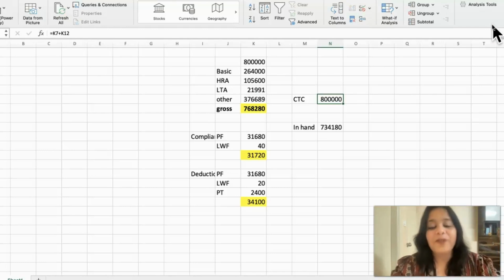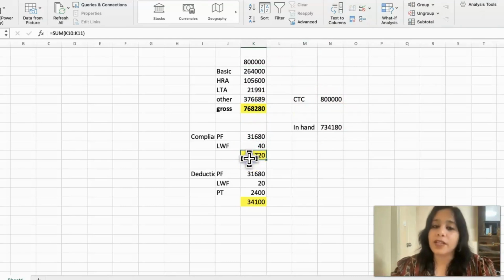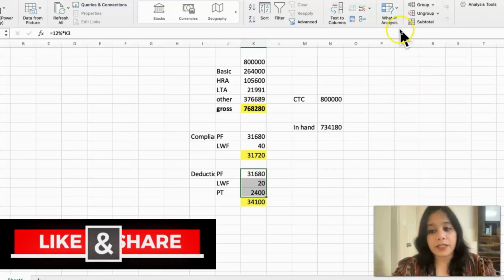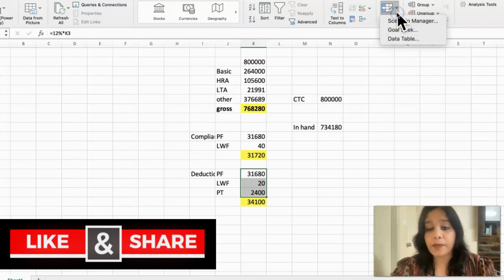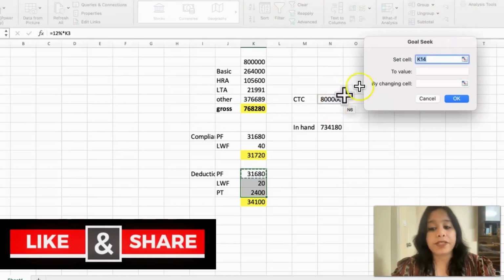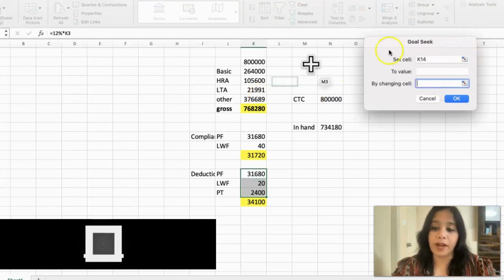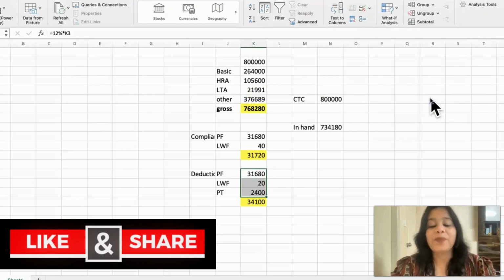So what have we learned today? We learned the concept of gross, CTC and net in hand. Gross is the basic plus all the allowances. Then CTC is whatever you are giving in cash plus the extra contribution from the employer. That's called CTC. Net in hand is gross minus all the deductions from the salary. And how do we frame it? In Excel, there is a formula, or I'll say an option. You can come to data, what-if analysis, goal seek. Select what you want to set with what value and what your adjustment factor is. Simple, and your CTC will be framed.